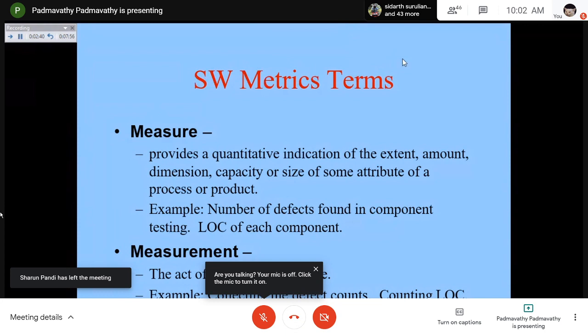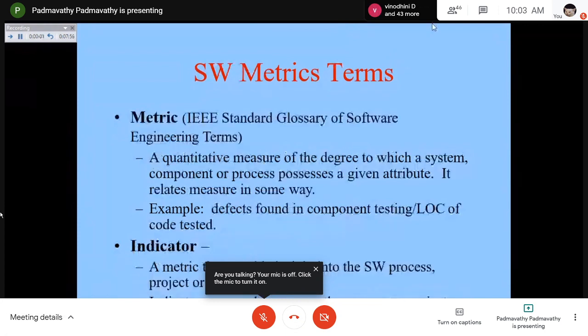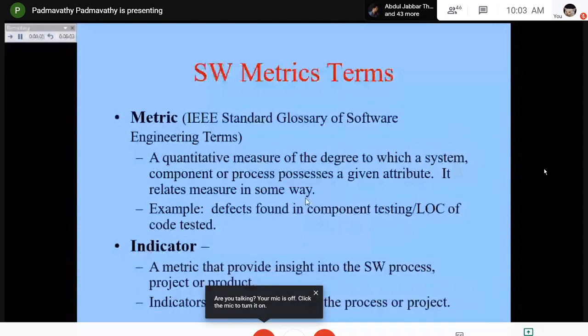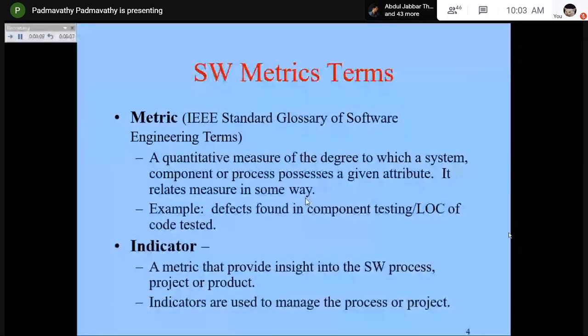So other software metric terms are metric. Metric is nothing but a quantitative measure of the degree to which a system component or any process possesses a given attribute. It is a relative measure in some way. Okay, so it is like number of defects found per 10 lines of code. Number of defects found per 100 lines of code.